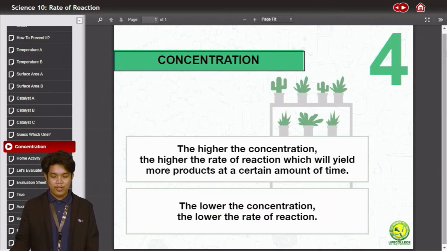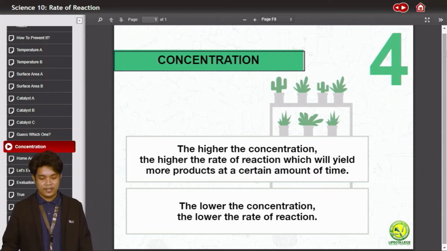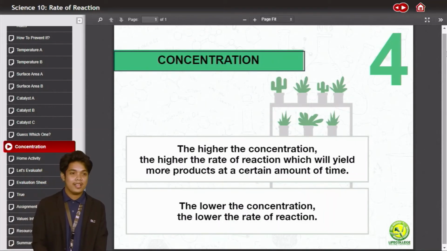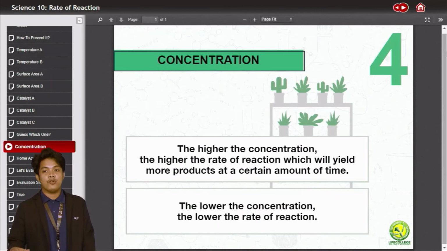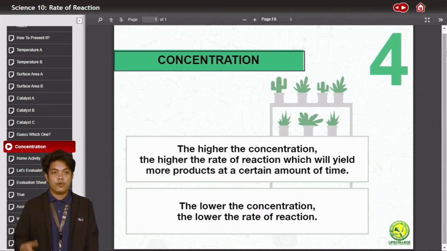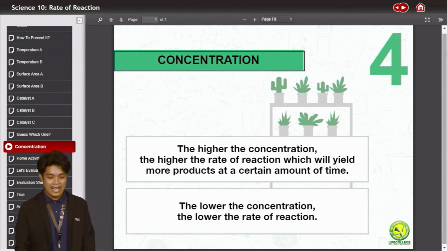So the higher the concentration, the higher the rate of reaction, which will yield more products at a certain amount of time. The lower the concentration, the lower the rate of reaction. Just like in fermentation, we use grapes and barleys and other grains because they have more sugar content. The more glucose, the more yeast will process in fermentation, and then the more product we will have, which indicates that the faster rate of reaction is happening.